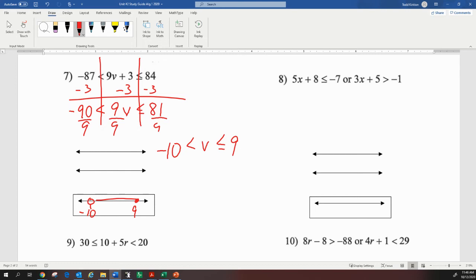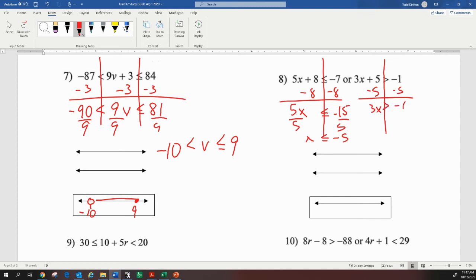Okay, so we have several more ORs. I'm going to solve another OR since I only have one of those before. I'm going to go to number 8. So -8 minus 8 divided by 5. Should be getting really good at solving. So x is less than or equal to -5. X is greater than -2.